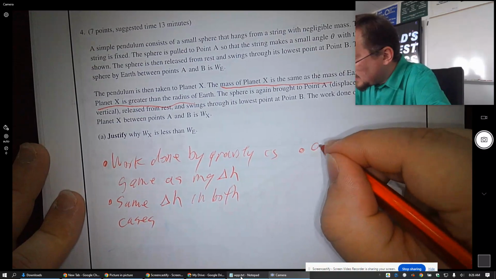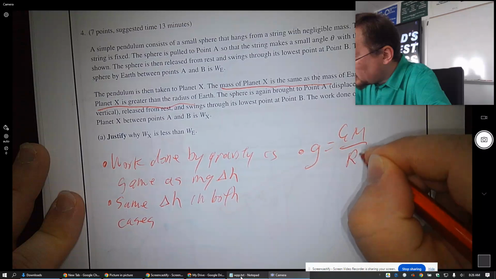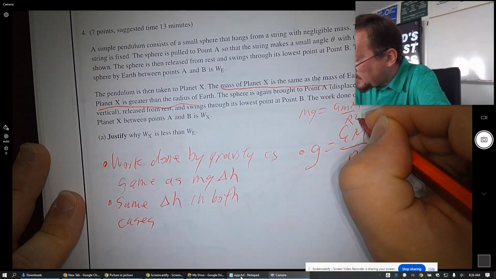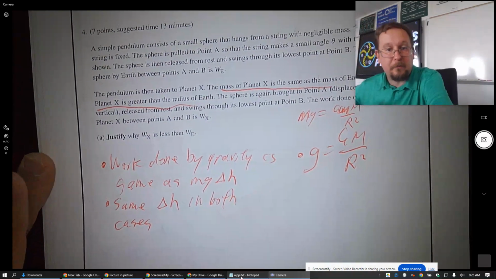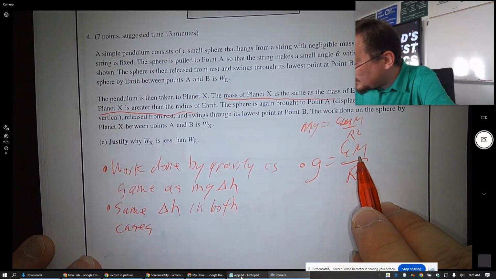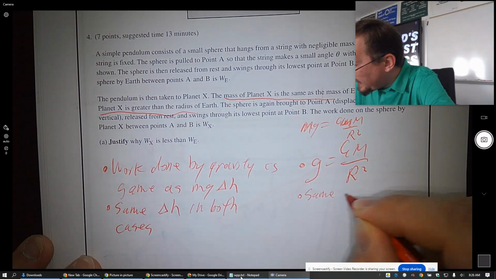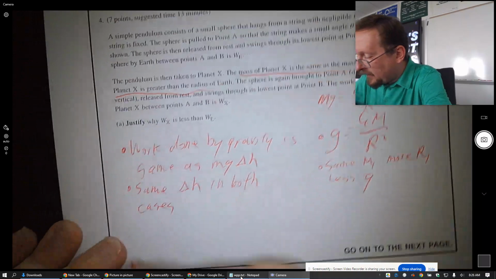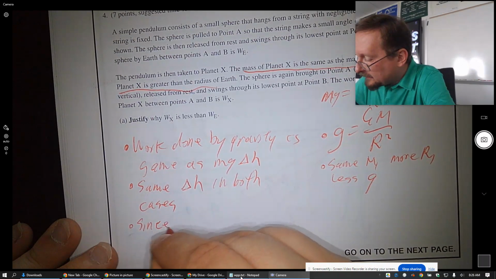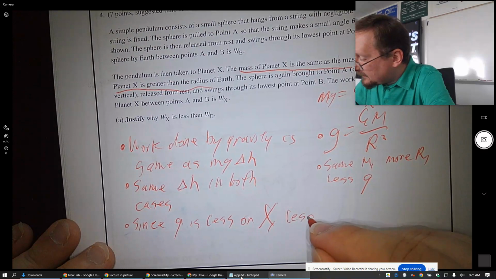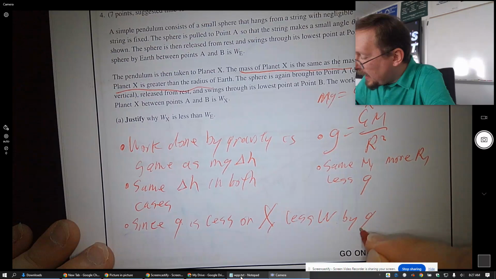But over here, I'm going to say gravity is GM over r squared. That comes from setting the force of gravity equal to the other force of gravity and canceling out the mass of the object that's sitting on the planet, which would be the mass of the pendulum, leaving the mass of the planet. So same m, more r, less gravity. So I'm going to say since gravity is less on planet X, less work done by gravity. Okay, so that's me explaining what I'm thinking there.